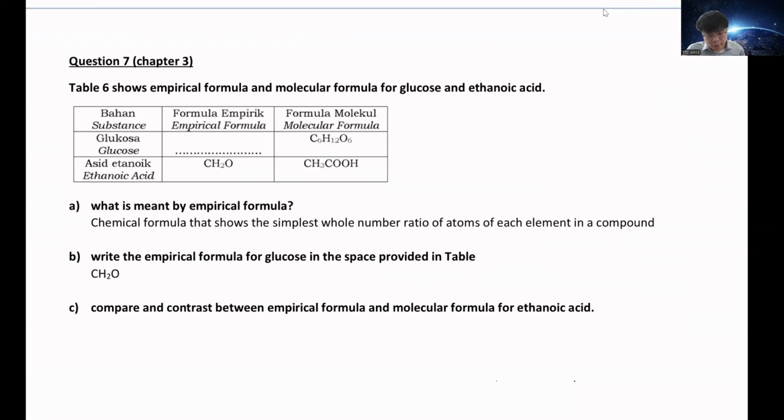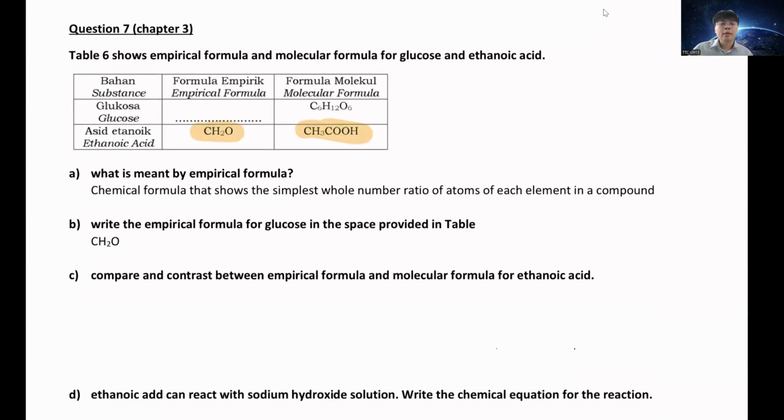Okay, compare and contrast these two formulas. So if you look at these two, this and this. This is a very popular essay question. Compare and contrast these and tell me the similarity and the differences. So what is the similarity? Both have carbon, hydrogen, oxygen.